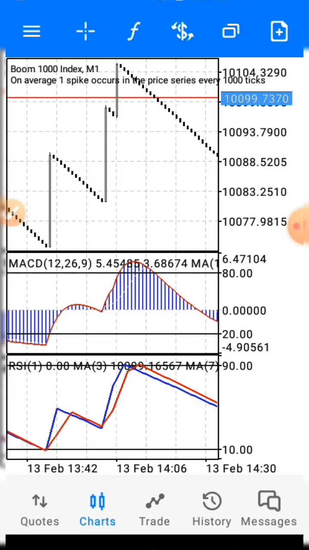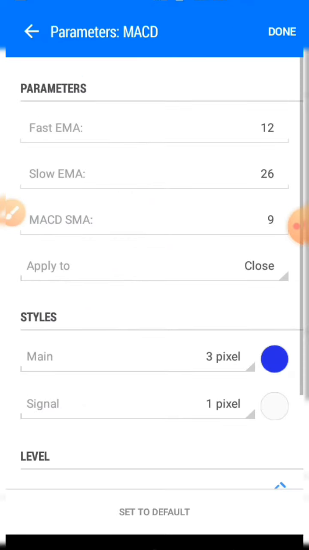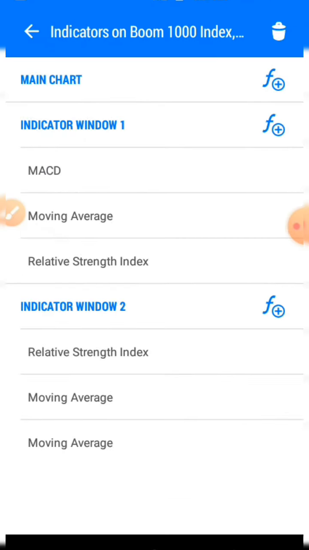For the settings, you click on the F icon. Our first indicator right here is the MACD, and these are the settings, guys. You just screenshot everything. I've already made the video longer, so I'm going to be fast with the settings now. After you do everything like this, click on done, and then our next indicator is the moving average.